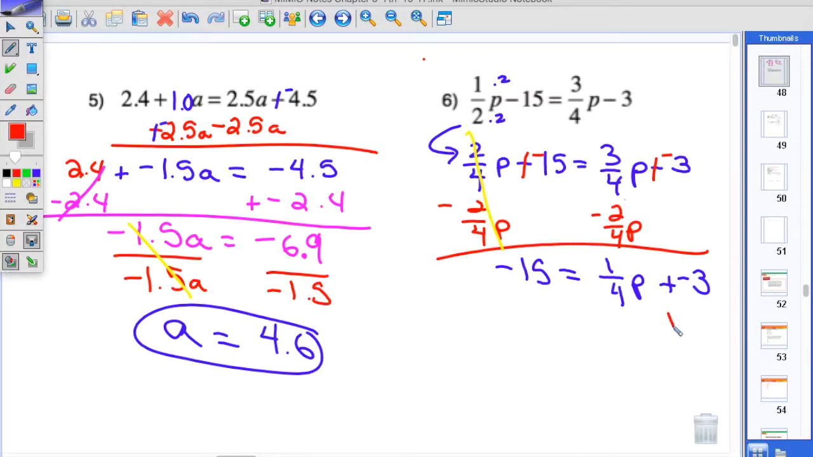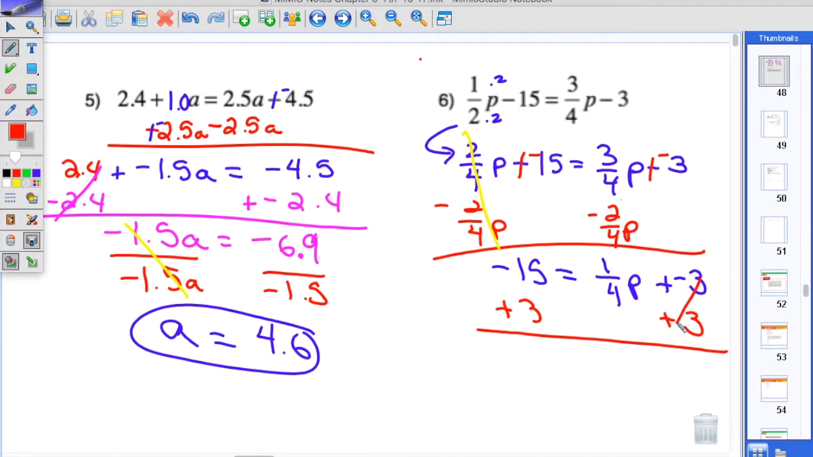Now we're going to add 3 to both sides. The 3's cancel out. Opposites cancel out, so now we're left with 1/4 p is equal to, and we have to take the sign of the larger and subtract. So we end up getting negative 12. Multiply both sides by 4 to get the p by itself. So the 4's cancel out, so you're left with p on the right. And on the left, you're left with 4 times a negative 12, which is negative 48.